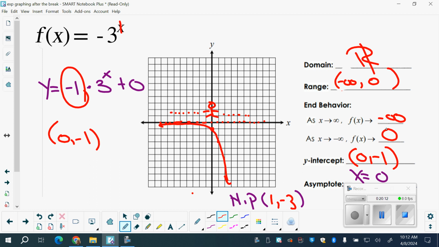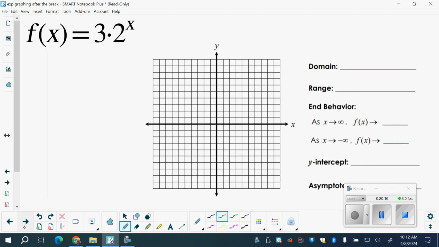Okay, I have one last one for you to try. Are you ready? Okay, last one, best one. I think we can do it. I threw a negative on there. If you could do this one, you got this. This one's hard. Give this one a try. This is the only one I need you to try. And make sure you know this crazy stuff on here.